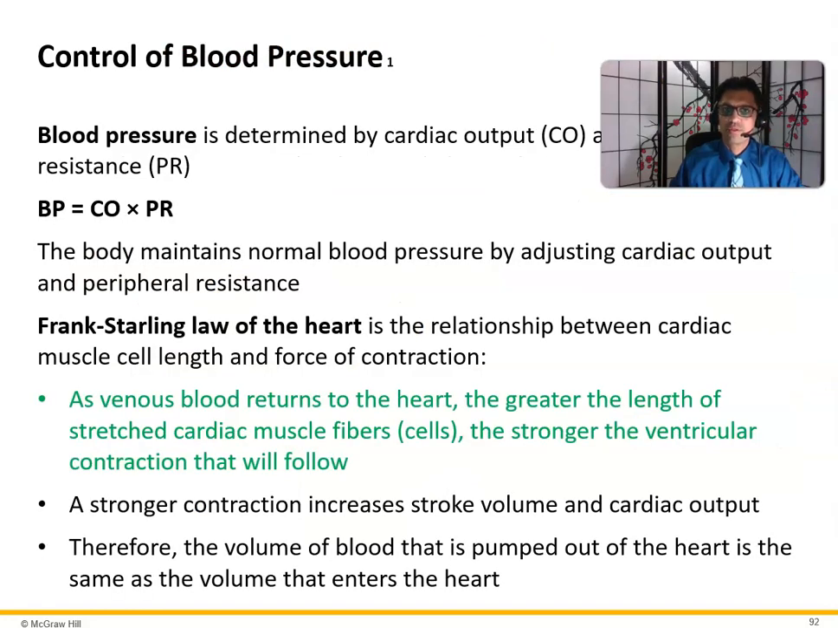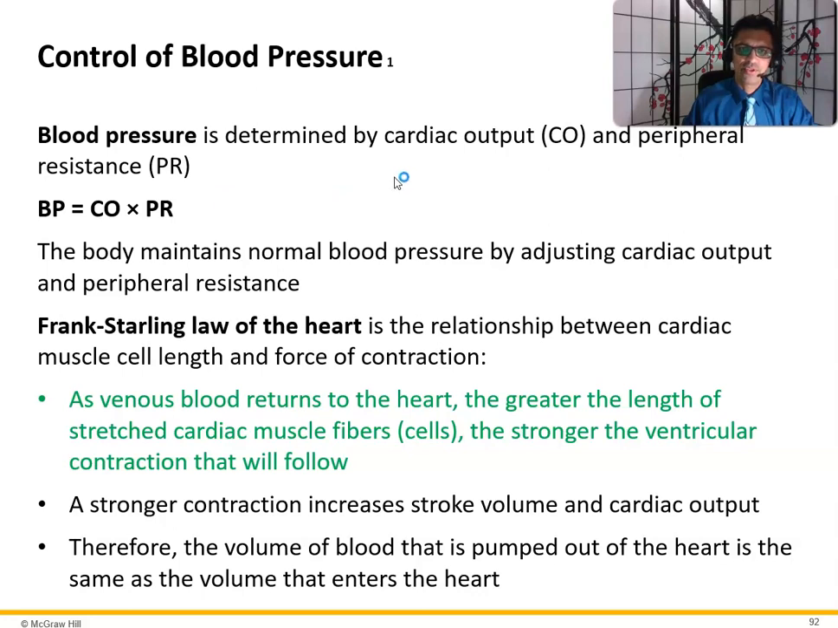Now, who controls blood pressure? Okay, so blood pressure is determined by cardiac output and peripheral resistance. BP equals cardiac output times peripheral resistance. The body maintains normal blood pressure by adjusting cardiac output and peripheral resistance.